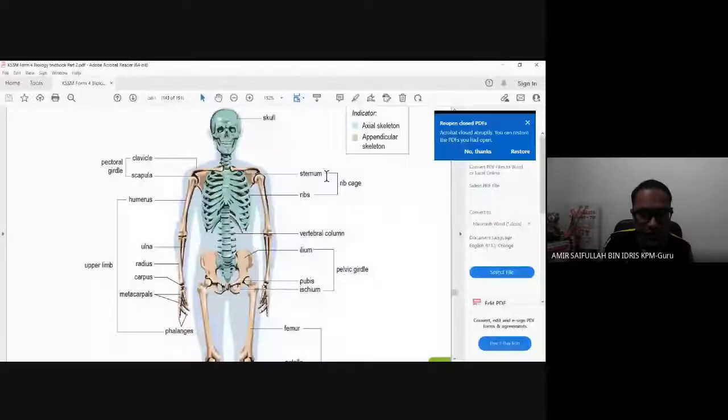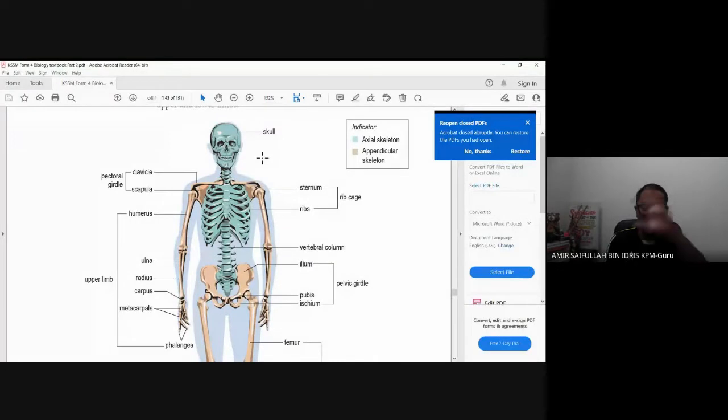Okay, so that is all lah. Okay, so kita revise balik one more time. So skull. Okay, you see all the blue color ones are the axial skeleton. So you have skull, sternum, ribs, and vertebral column.